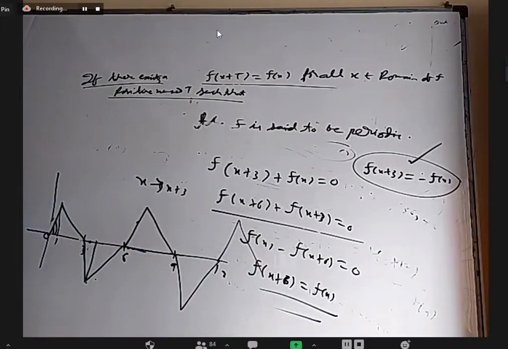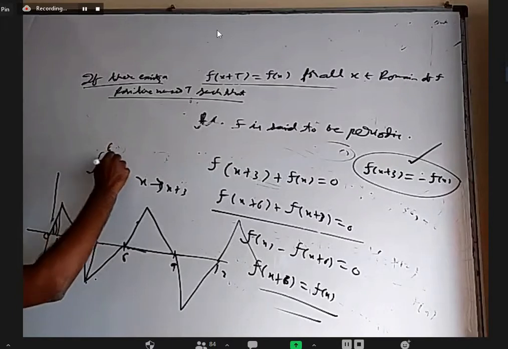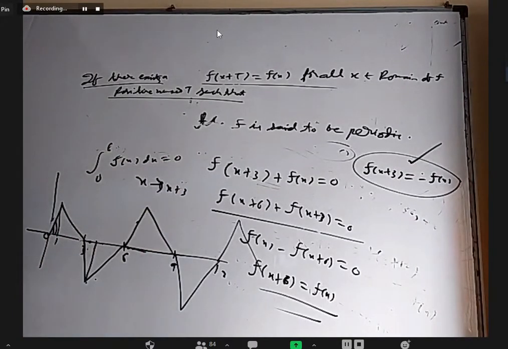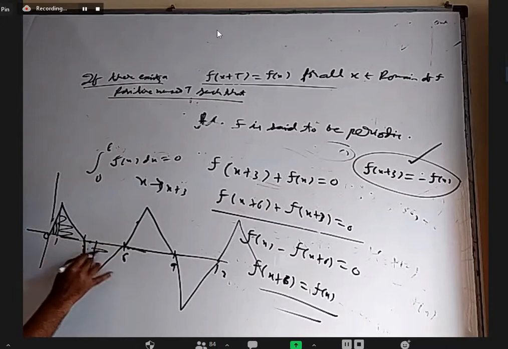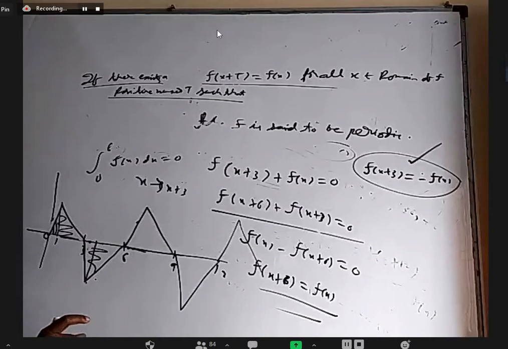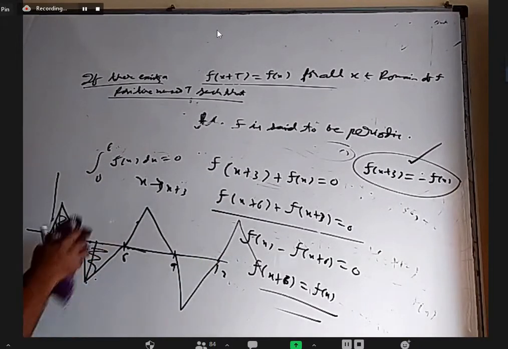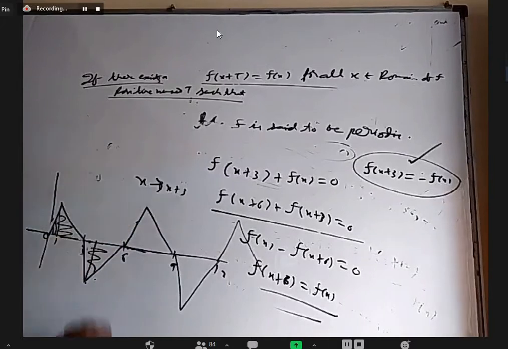You will study this in integration later on. You will study the integral from 0 to 6 of f of x dx. The answer is 0. Straight away you can write. Why? Integration basically gives area. And area above the x-axis will give positive and area below the x-axis will give negative. Because both are of the same size but opposite sign, the total area will be 0. I'm just giving some idea about the graph. Don't worry about integration so much, but I'm giving a graphical idea.